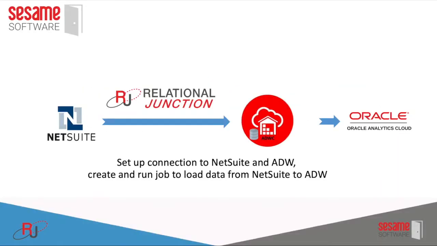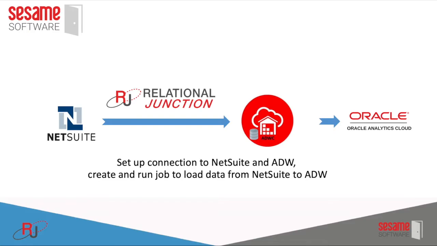NetSuite is the leading integrated cloud business software suite. It's the number one cloud ERP business software solution from startup to enterprise. Even though NetSuite provides its own reports, oftentimes customers would like to extract data from NetSuite and load it into a data warehouse, combining it with other data sources and leveraging the machine learning functionality to create a more sophisticated, cross-functional, and historical report. Today, we are going to show you how to move data from NetSuite to Oracle's autonomous data warehouse using Relational Junction, a data integration tool developed by Sesame Software.